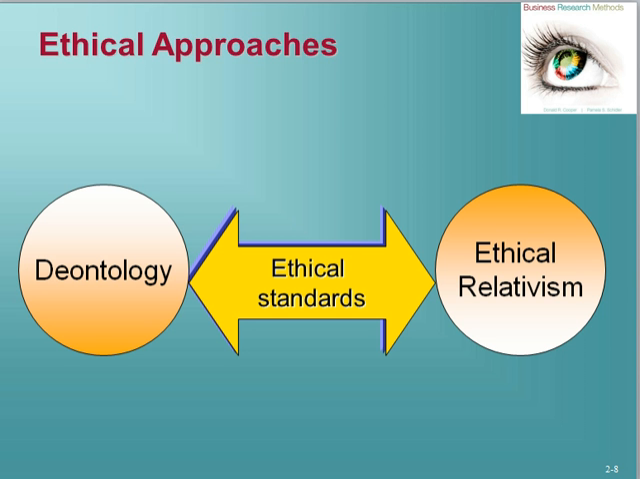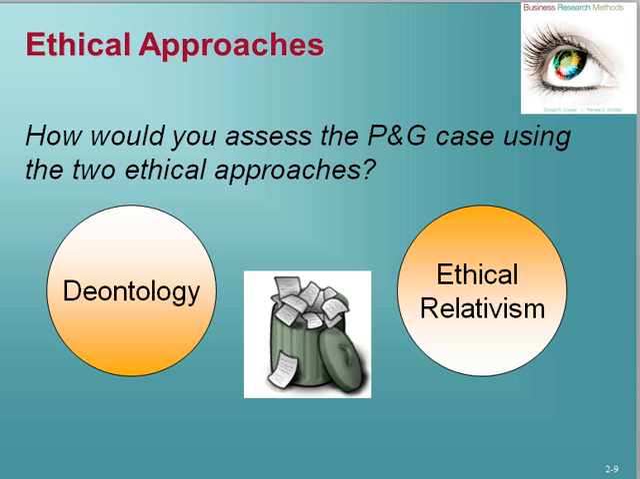Another approach is that of ethical relativism. Ethical relativism is based on an individual sense of morality. Therefore, each person decides for his or herself what is ethical behavior. A middle ground is necessary and provided through ethical standards of behavior for researchers. How would you assess the Procter & Gamble case using the two ethical approaches of deontology and ethical relativism?